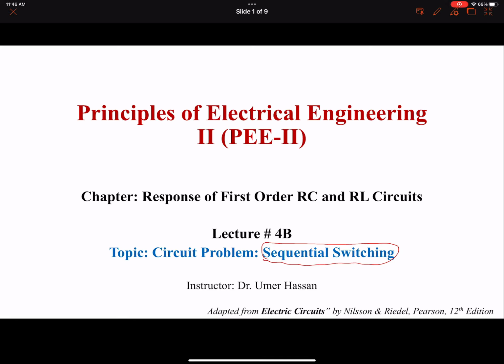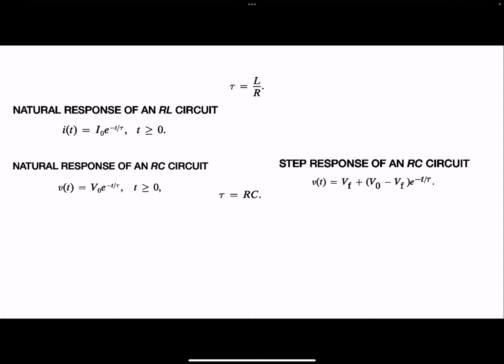So we're going to briefly talk about sequential switching, and we're going to learn, for example, what is going to happen if you have multiple switches in the circuit, and how that changes things. So let's get started.